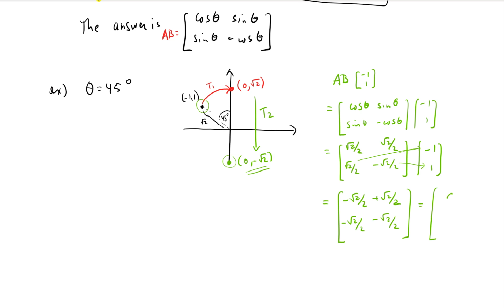And as you can see, the first entry is 0. And minus root 2 over 2 minus root 2 over 2, that's just minus root 2. And indeed, we get the vector we're expecting to get. So we can see that the matrix AB does its job. It actually takes us directly from a point to the point you obtain after rotating and reflecting. So next video, we're going to show what the formula is when we multiply two matrices together.